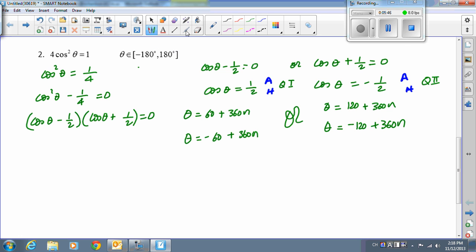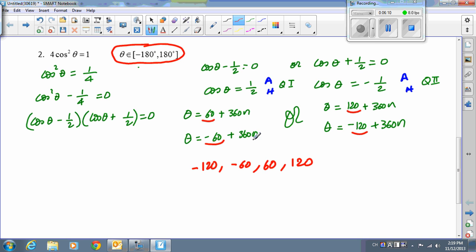This is just the general solution. Pay close attention to the interval in which you want theta, between negative 180 and 180. So the first value is definitely negative 120, which is the lowest one. The second one is negative 60. I also have 60 and 120. You cannot plug in 1 in any of them, because if you plug in 1, you will pass the 180, or you will be below the negative 180. So these are your solutions.